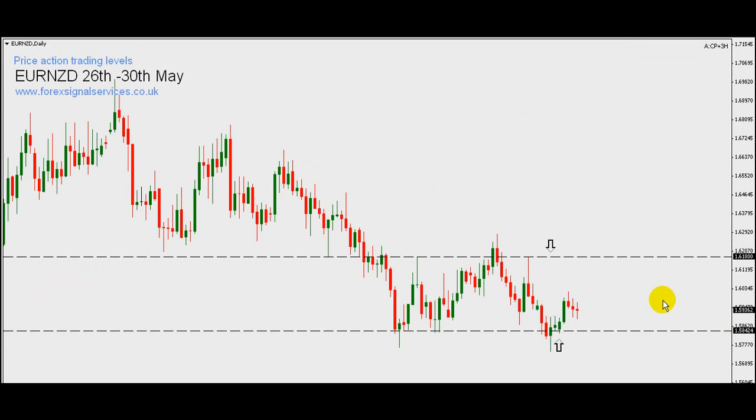ERNZD sitting here around 159.36. Again, you can see the obvious spots of interest here, 158.42 and 161.80. Previous resistance at this level and previous support at this level. If we get a drop back, remember the euro's in a downtrend, so if we get a drop back to here, be very wary of going long on this pair.